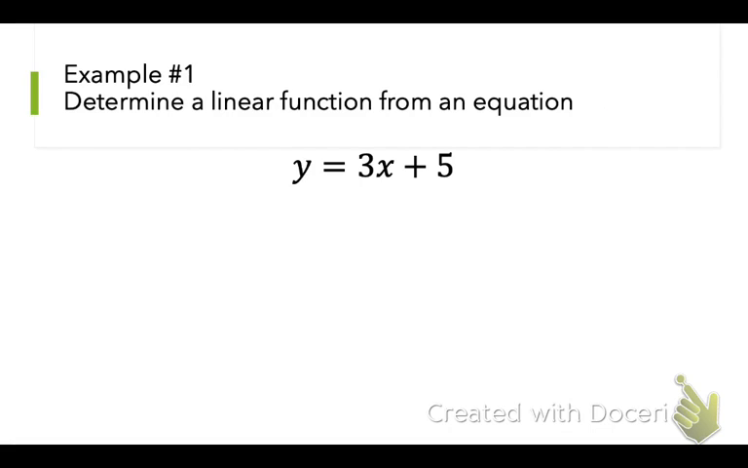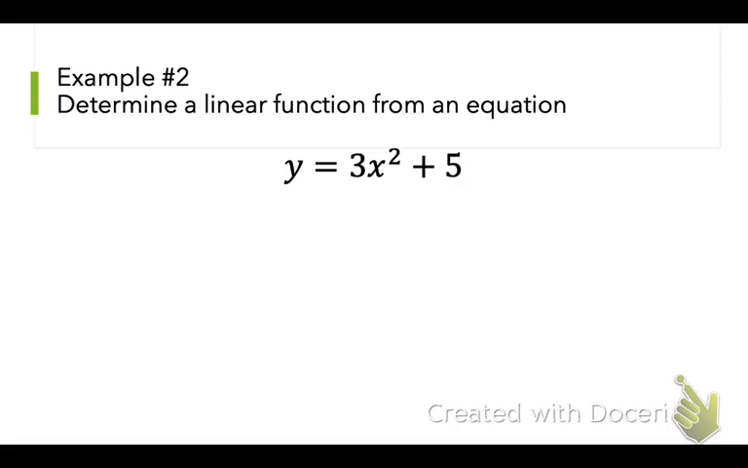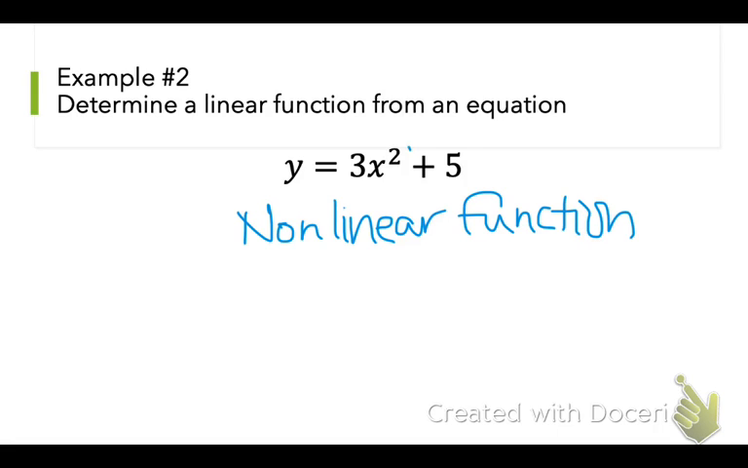Now, if we look at example 2, example 2 says y equals 3x squared plus 5. Because the x variable is raised to the power of 2, it's a non-linear function. It means it's not going to be a straight line because it's raised to the second power and not the first or the 0.